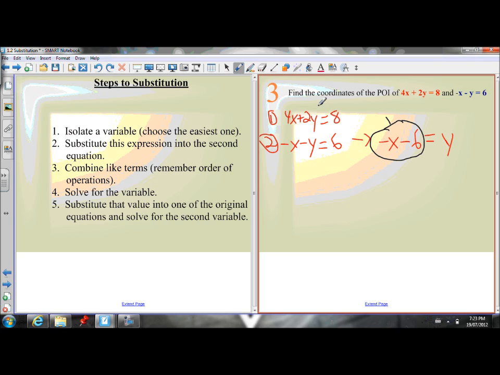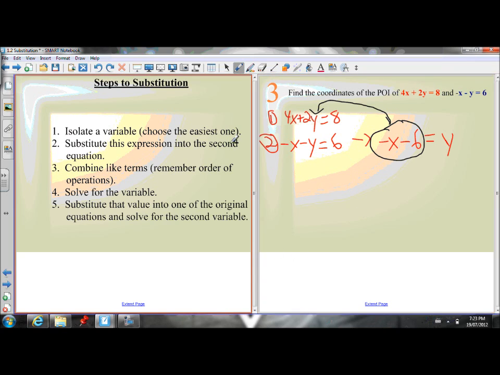So always substitute into the other equation that you haven't used yet. I isolated y in the second equation, so I plug in negative x minus 6 for y into the first equation. Always into the opposite equation, the one that you haven't used yet. That's very important. Not necessarily the second equation, just into the unused equation. Okay, glad we clarified that.